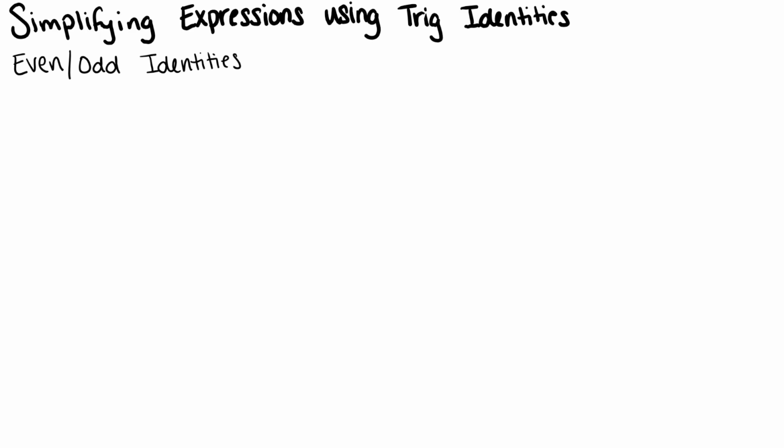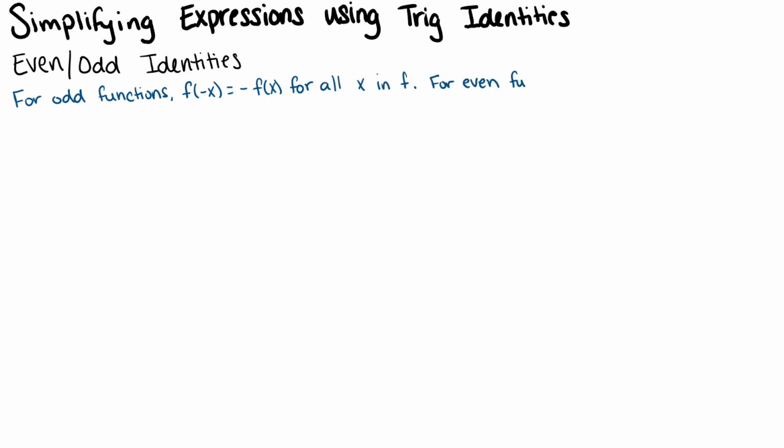For even functions, f of the opposite of x is equal to f of x for all x in f. So when we think about our odd functions, those are our lines or our cubic functions, and even functions are things like parabolas, where we take a value on the left and it gives us the same value on the right side of our equation. So that's how we can identify our even and odd functions, and let's see what these are when we think about our trig functions. Where do we have an even function and where do we have an odd function?